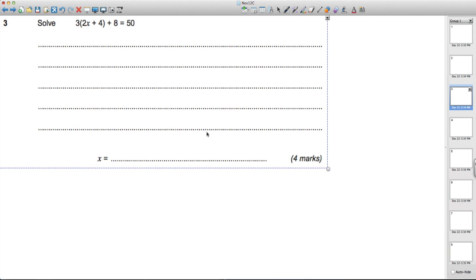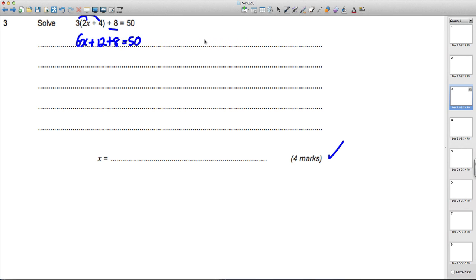Simple, another 3 marks. This question here, we're asked to solve the following. So first, let's expand the brackets. 3 times 2x is 6x, 3 times 4 is 12. Then you've still got your plus 8 is equal to 15. It's 4 marks, so do 1 mark for expanding. Then collect like terms. 6x plus 20 is equal to 50. That would probably get you your 2nd mark.